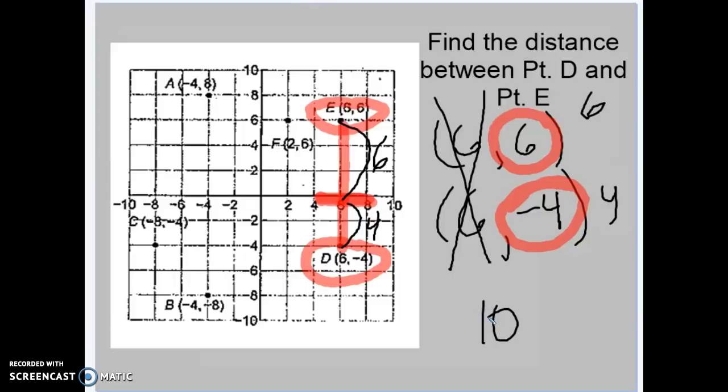Now, if we counted, we should also get 10. So let's count. 2, 4, 6, 8, 10. Now you're not always going to count by twos. You just have to pay attention to what the scale is.